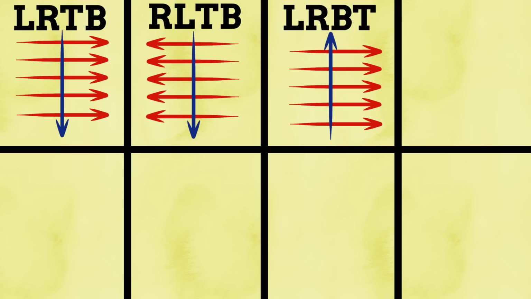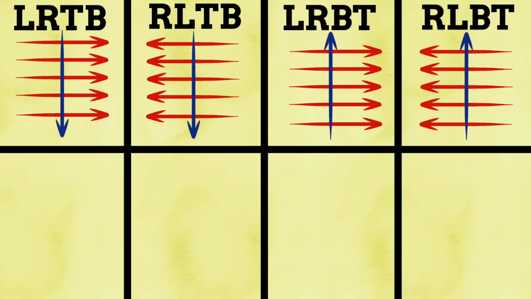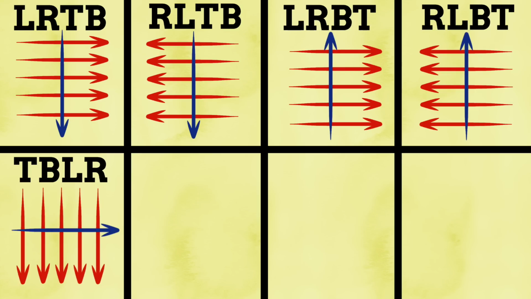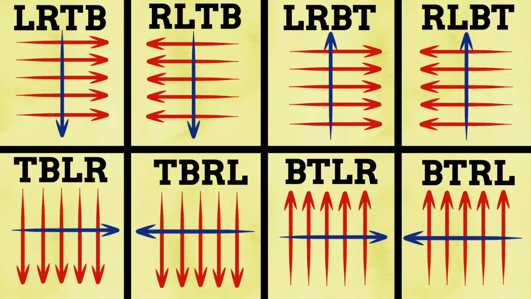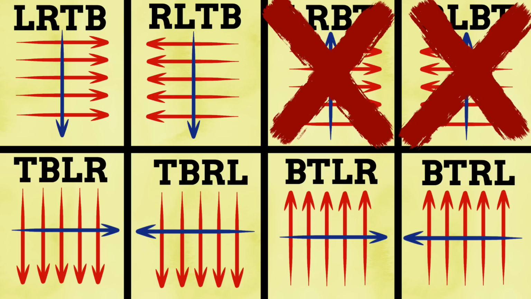Whatever the case, the 8 main variations of language directionality are left to right then top to bottom, right to left then top to bottom, left to right then bottom to top, right to left then bottom to top, top to bottom then left to right, top to bottom then right to left, bottom to top then left to right, and bottom to top then right to left. And of these 8 variations, it seems that only 6 of them are actually used in real-world written languages. There seemingly aren't any languages that go left to right then bottom to top, or right to left then bottom to top. Though let me know if there's one I missed out on or something.